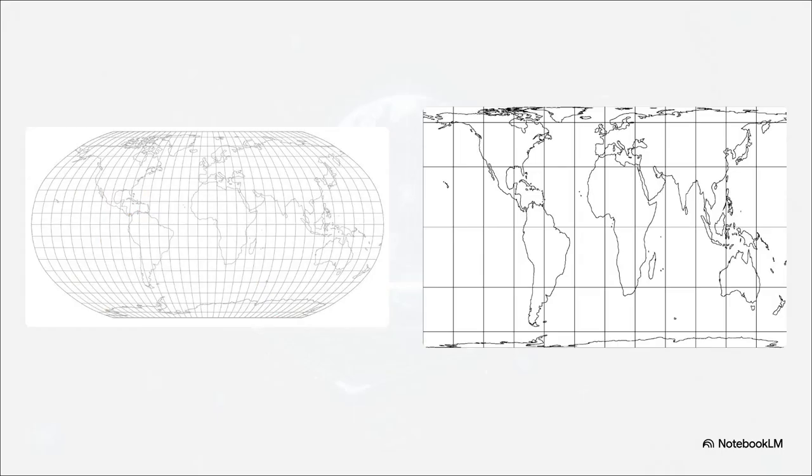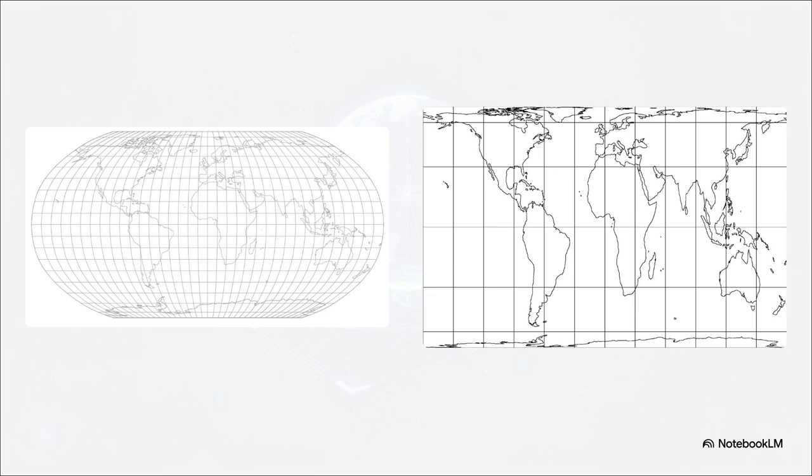Side by side, you can vividly see this mathematical trade-off in action. Look at the Mercator on the left. It flawlessly preserves the shape of the continents, but as you move toward the poles, it wildly stretches those high-latitude areas. I mean, Greenland looks as large as Africa, even though Africa is actually about 14 times larger.